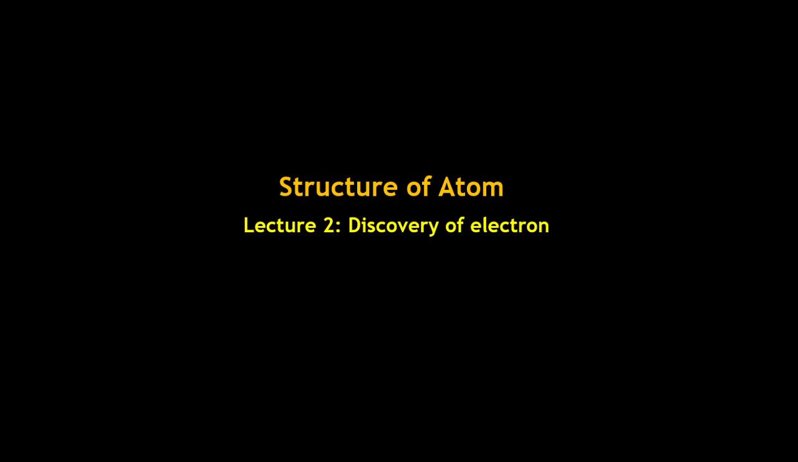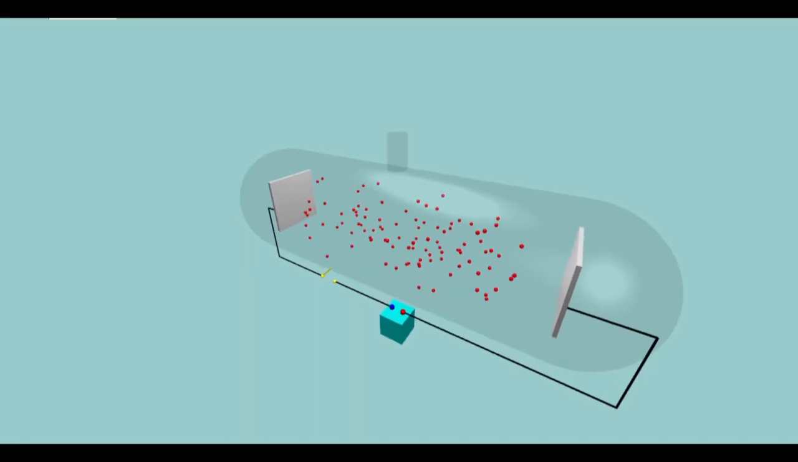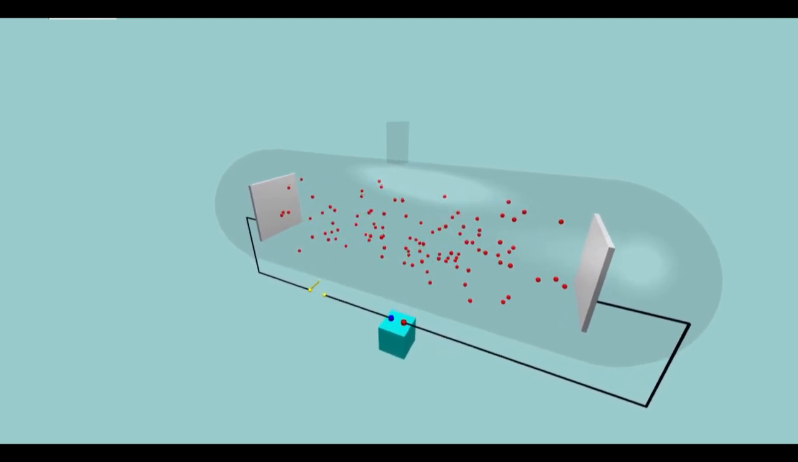Hello students, in this video we shall start learning about how subatomic particles were discovered, which consequently disproved Dalton's theory of the atom being the smallest indivisible constituent of matter. Now let's look at what led to the discovery of the electron.